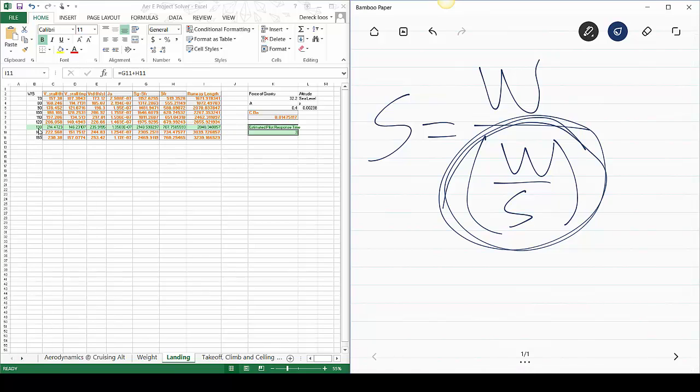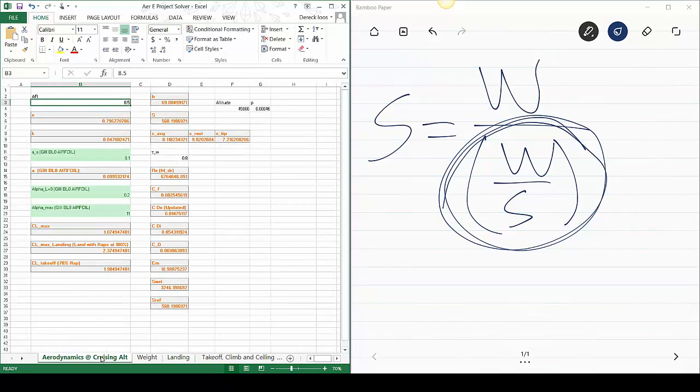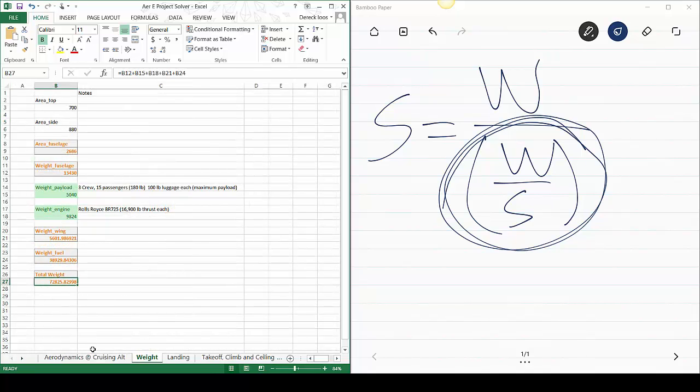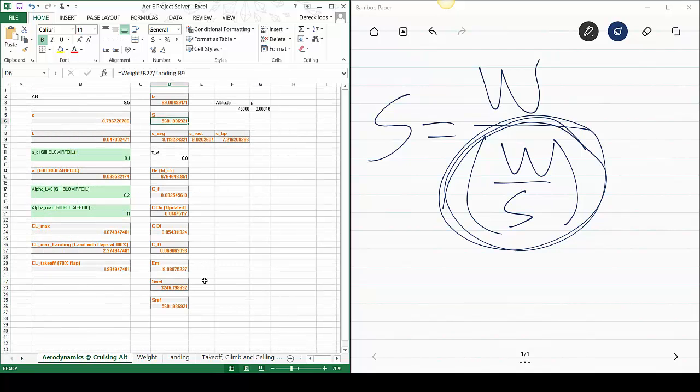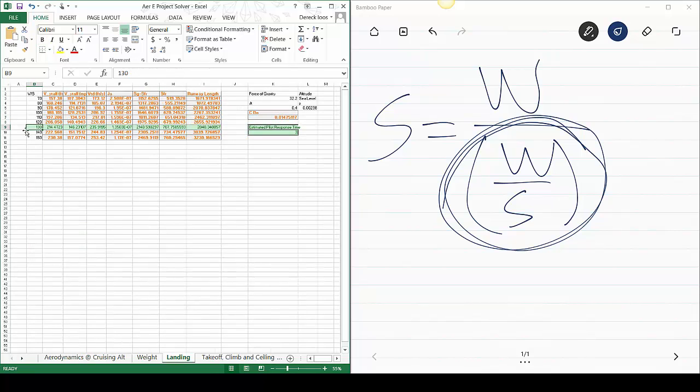So for me, I have a W over S value of 130. And now you come on over to Aerodynamics and you set S equal to current weight divided by your W over S from landing.